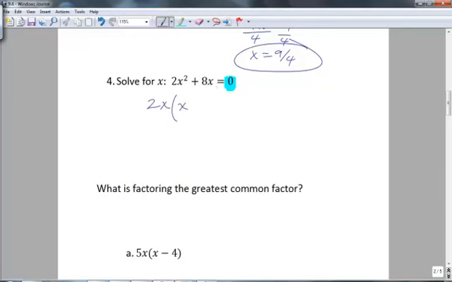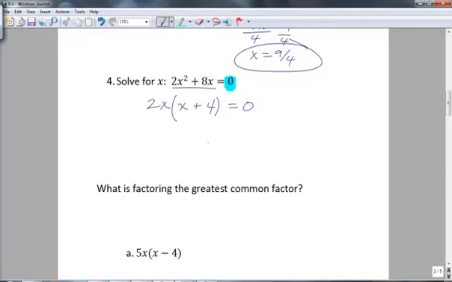Now I had an 8x for my second term, so it's going to be plus. Well, I pulled a 2 from the 8. I undistributed it, so 8 divided by 2 is 4. I had an x, but I brought it out. So I've undistributed the 2x. And notice what I've done. I've gone from something that wasn't a product to something that is a product.